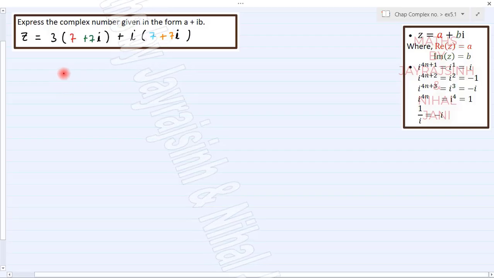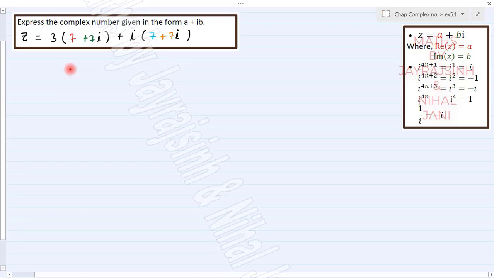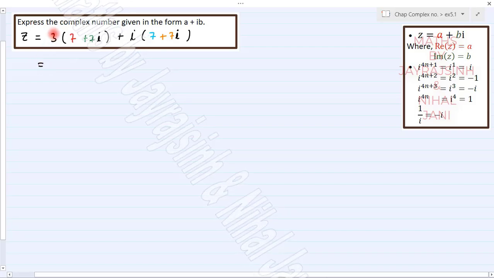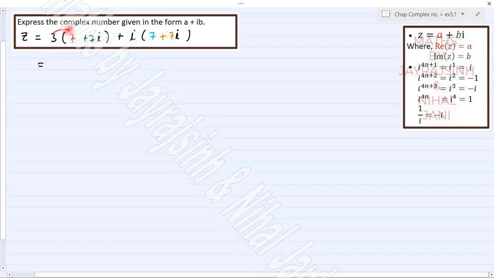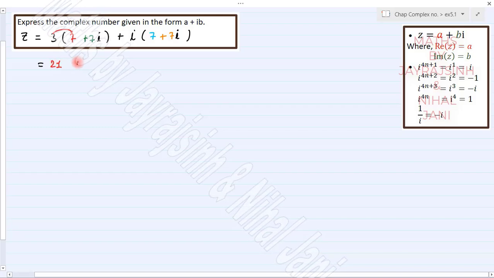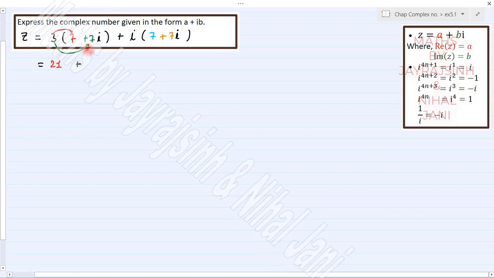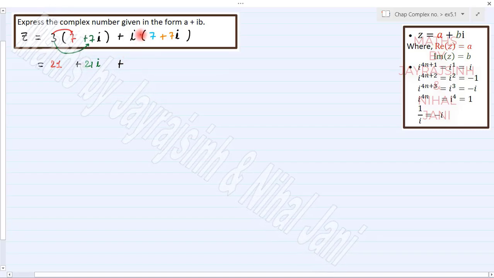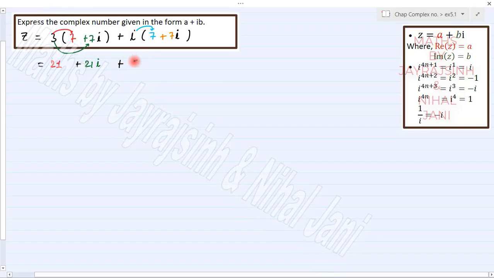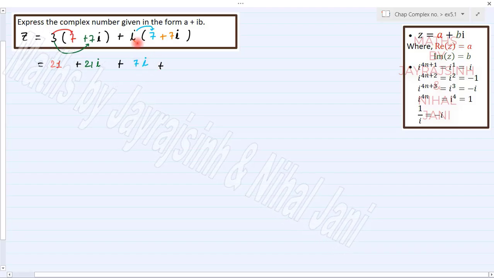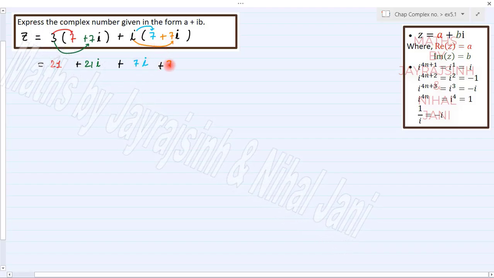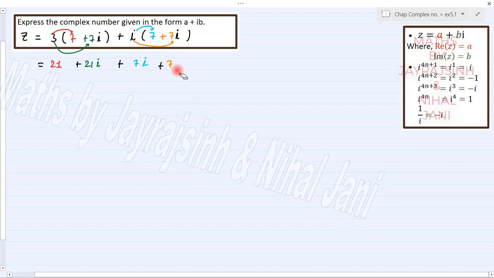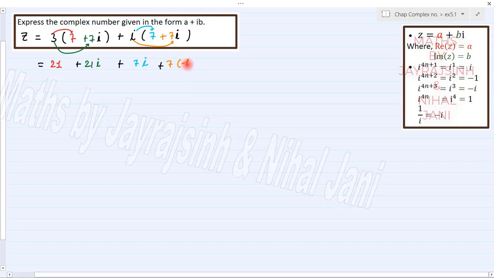Here we have to express the complex number in the form of a plus ib, and for that we have to simplify the terms. Let's multiply 3 within the bracket. 3 sevens are 21 plus 3 sevens are 21i. Similarly, in second term, we will get i into 7 will give us 7i plus i into 7i will give us 7i square, and we know that the value of i square is minus 1.